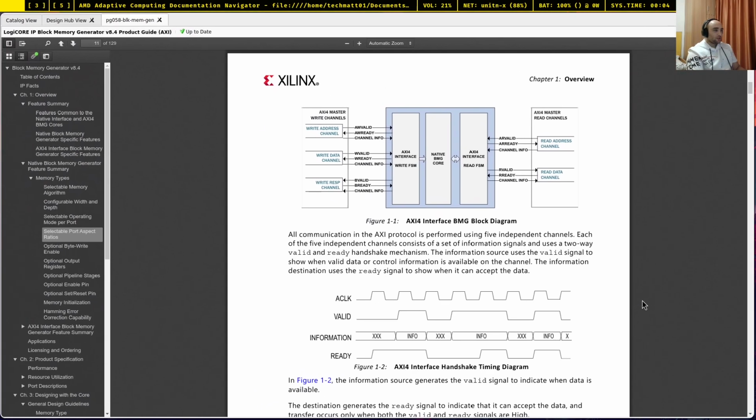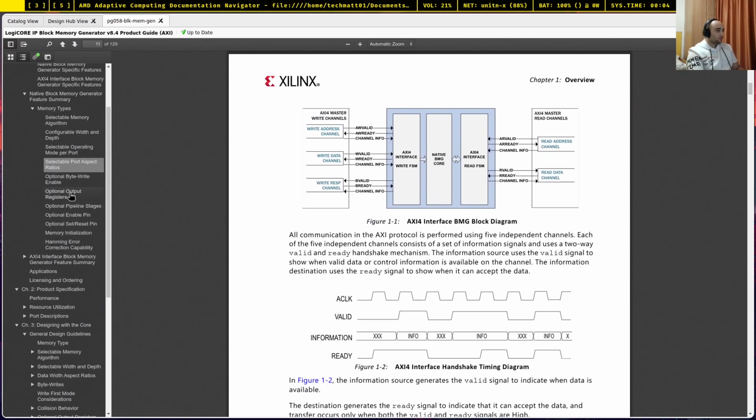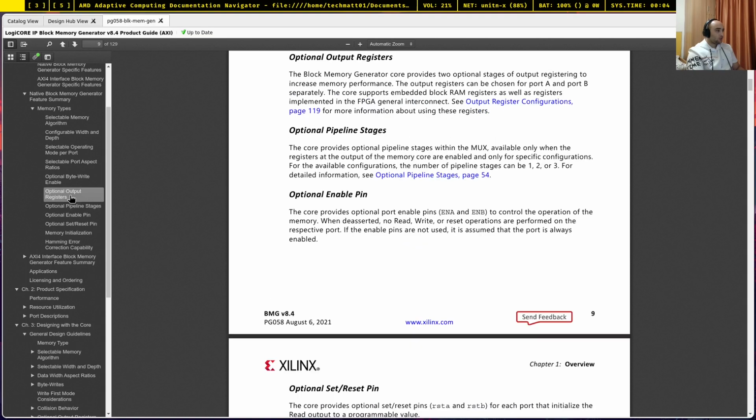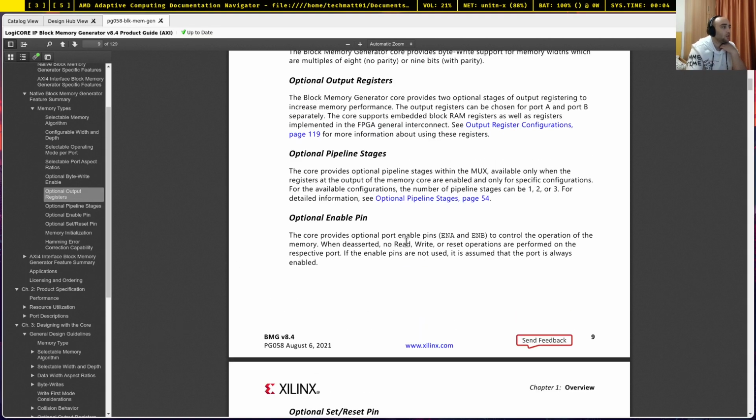I mean, what is the difference between these two registers? Optional output registers. The block memory generator core provides two optional stages of output registering to increase memory performance. The output registers can be chosen for port A and port B separately. The core supports embedded block RAM registers as well as registers implemented in the FPGA general interconnect.